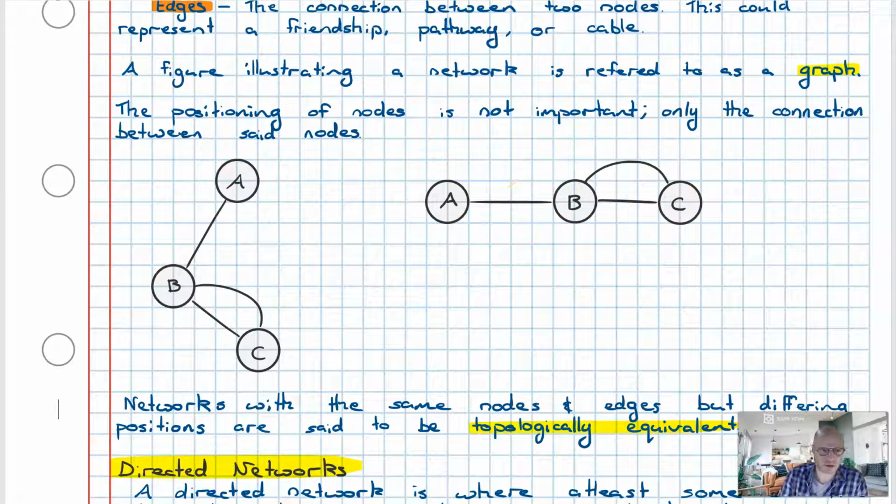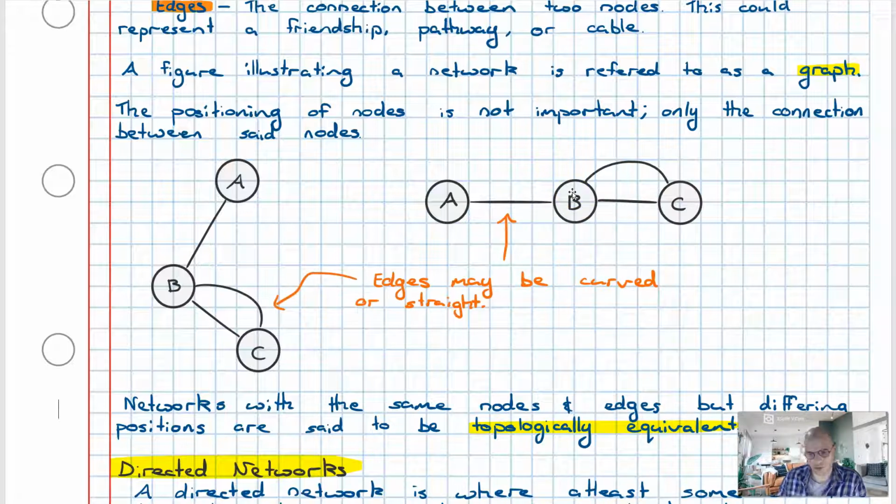Now, one more thing to take note of is simply looking at the edges over here. What we find is that we have straight edges and we have curved edges. The networks that we look at have both of these types of edges, and the edges themselves, it doesn't really matter the curvature of the edge. So our edges may be curved or they may be straight. It has no impact on the diagram.